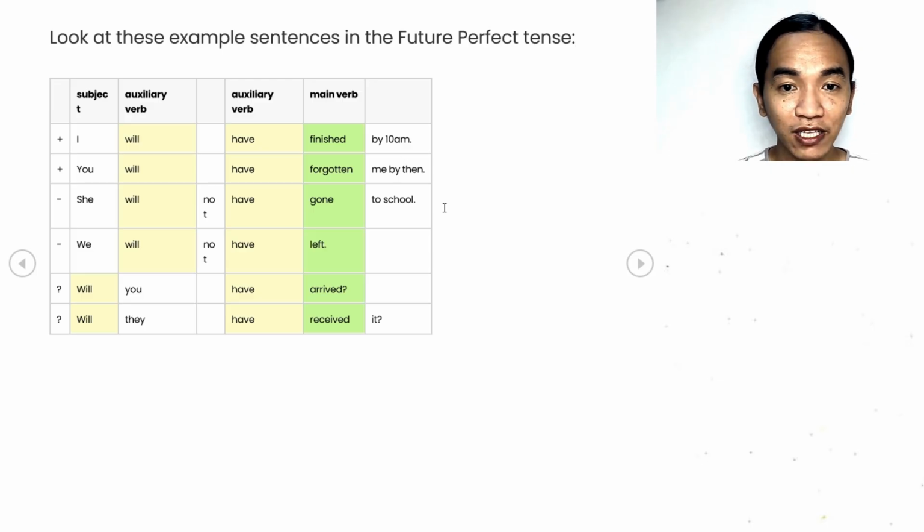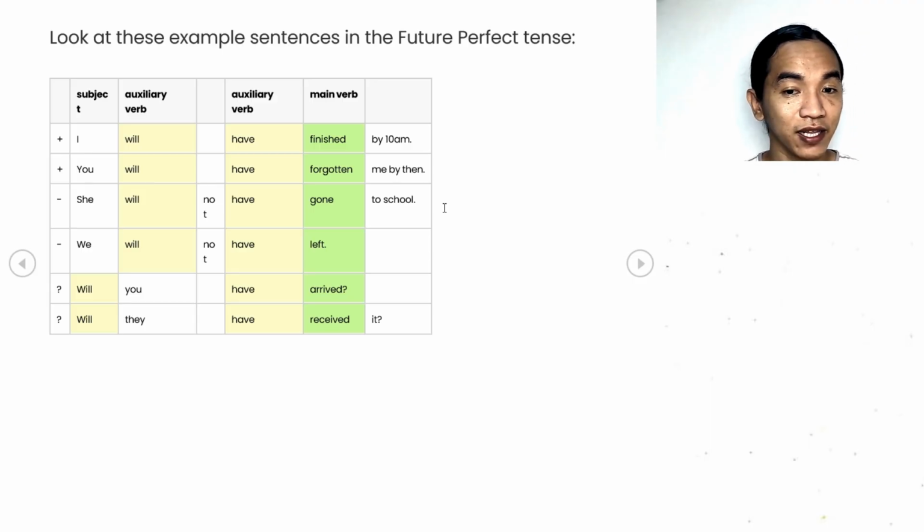Now, moving to our negative sentences. She will not have gone to school. We will not have left. So as you can see, the structure for negative sentence is your subject, will, not, have, and then your verb in past participle. For question form, we start with will, your subject, your have, and then your verb in past participle.